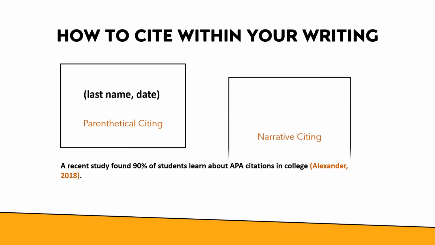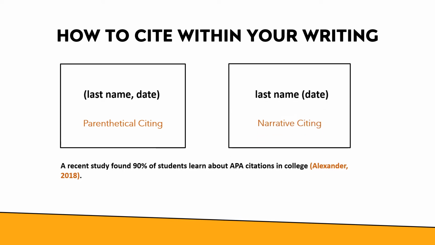The other option is what's called narrative citing. This is where, as the writer, you include the last name of the author within your written sentence, and that information is immediately followed by the date of publication that's also within parentheses. And here's another example sentence to help you get a sense of what that looks like.